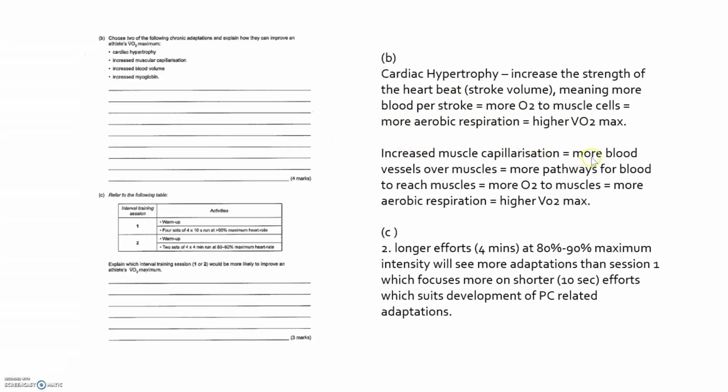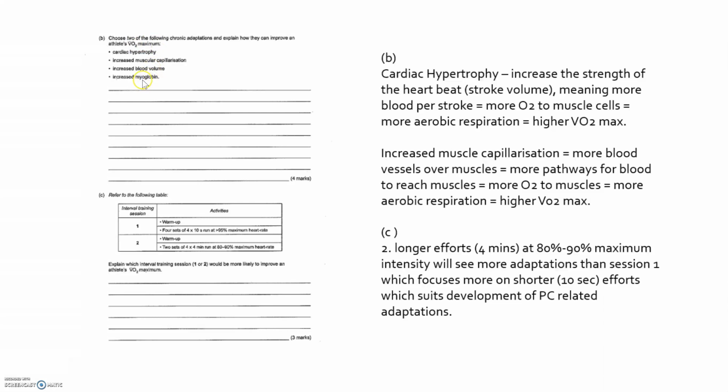Increased capillarization, more blood vessels over muscles, more pathway for blood, more O2 to muscles, more aerobic respiration, higher VO2 max. So you can see those last 3 things, it's the same. We're talking about the same process, all right? We're getting more oxygen to our muscles, more aerobic respiration, higher VO2 max. So that is how we improve the athlete's VO2 maximum.